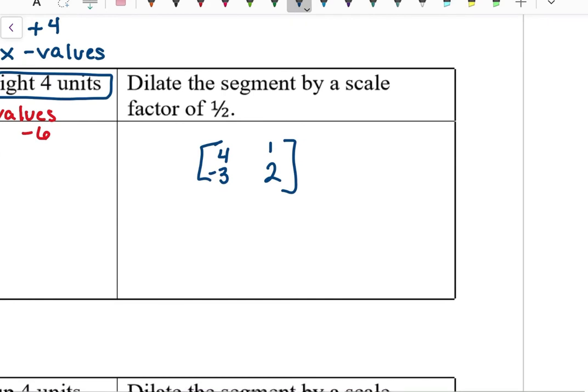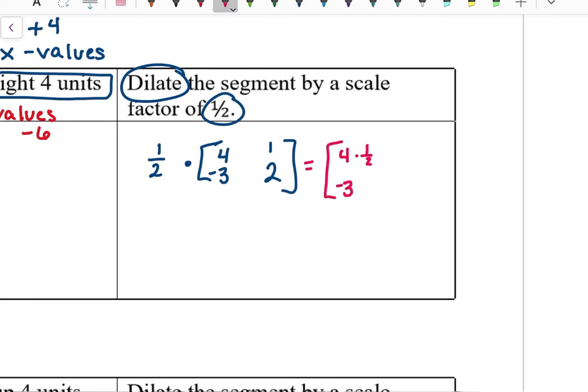If I want to dilate by a scale factor of 1/2, that just means I need to multiply the whole thing by 1/2. So when I'm multiplying a matrix by a scalar or by a number, I need to just make sure I multiply that whole number to every single value in the matrix. So I'm going to do 4 times 1/2, -3 times 1/2, 1 times 1/2, and then 2 times 1/2. My final answer will be the simplified version of that matrix.